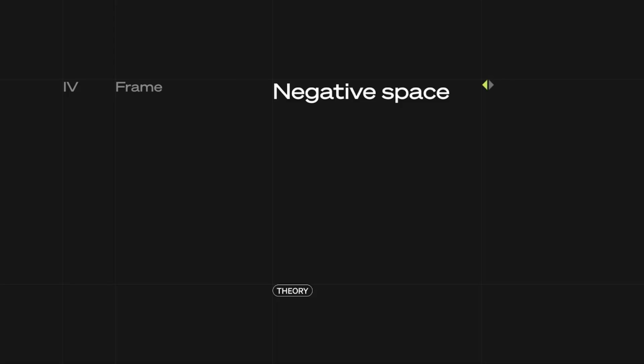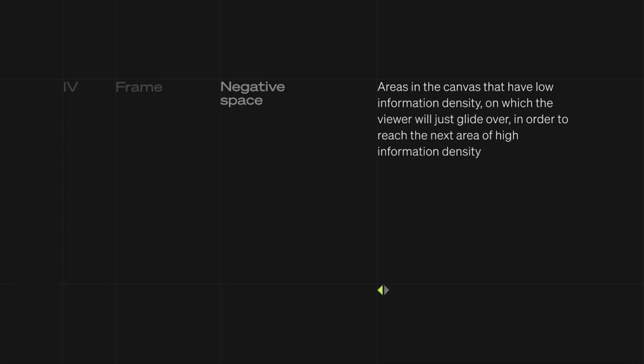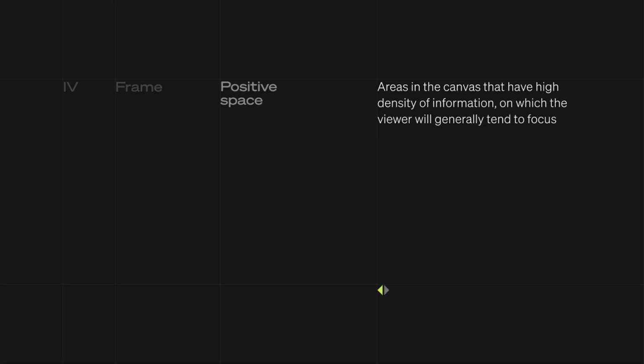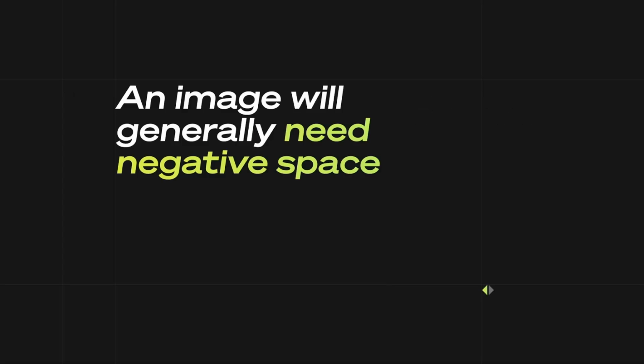Negative space, pretty easy concept, but it's basically the areas in the canvas that have low information density, on which the viewer will just glide over in order to reach the next area of high information density. If we have negative space, we also have positive space. And so positive space are the areas in the canvas that have high density of information, on which the viewer will generally tend to focus.